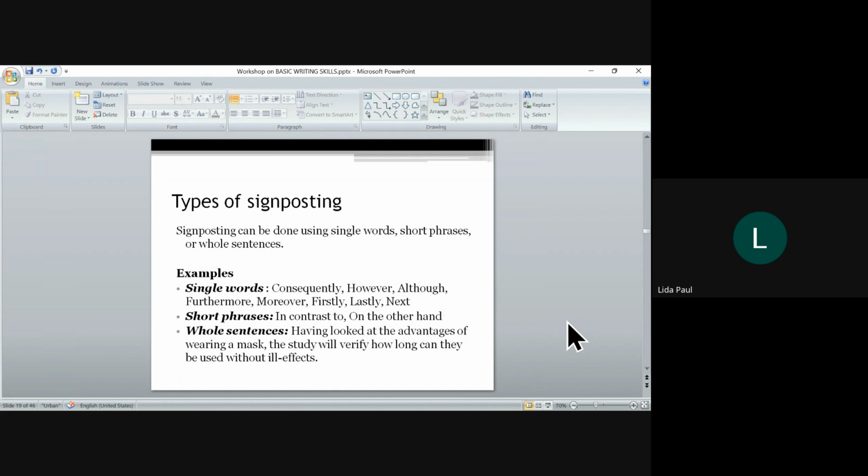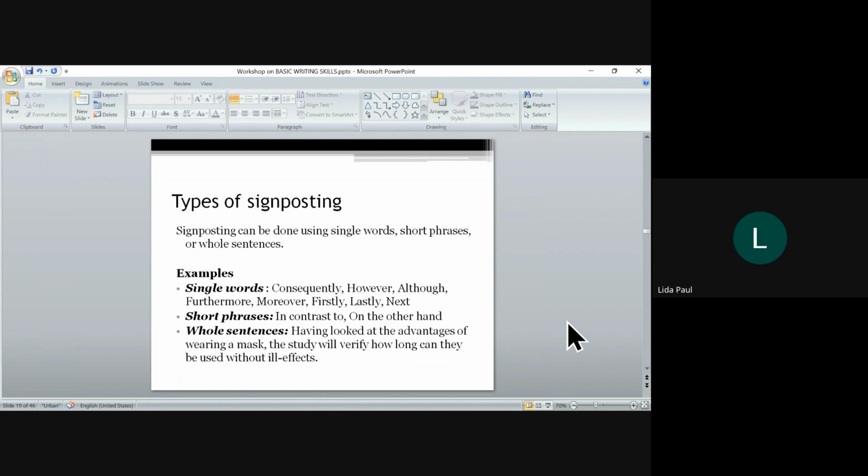Particularly for coherence, to maintain logical flow, you can use certain linguistic devices, which are basically phrases or words or sometimes even sentences, to link two sentences or make them act as a bridge between these two sentences so that this flow is maintained, right? So you have examples on screen. Single words like consequently, however, although, furthermore, and so on and so forth.